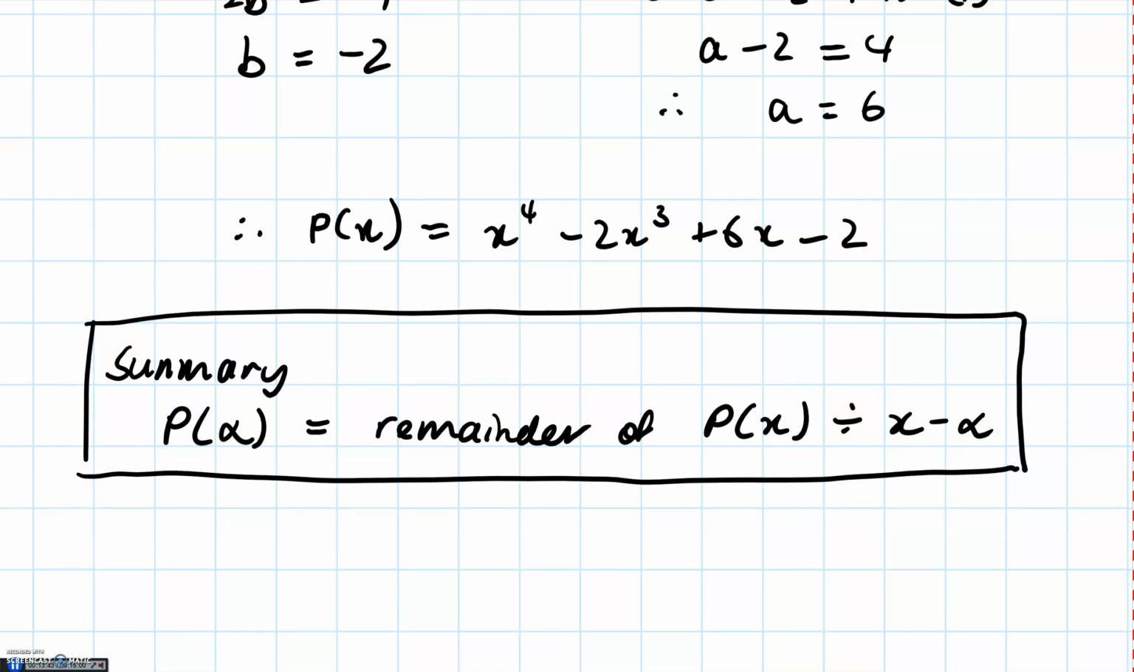Now, there's going to be a second part which covers the next section, so factor theorem, and this fact that we use here is actually really important for us.